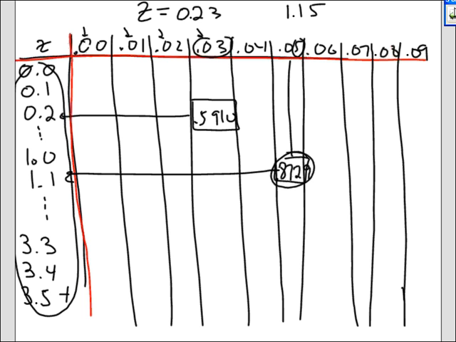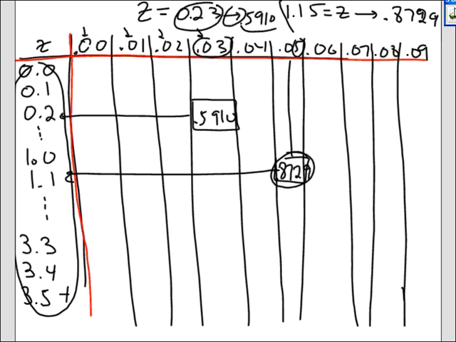Now, z-scores correspond to numbers. Z equaling 0.23 corresponds to 0.5910. Z equaling 1.15 corresponds to 0.8749. Please don't say 0.23 equals 0.5910, because you know they're not equal.